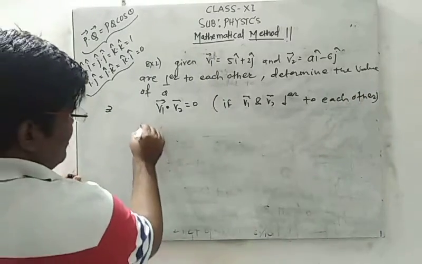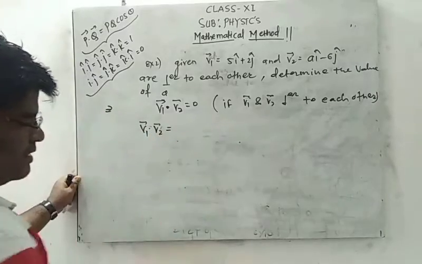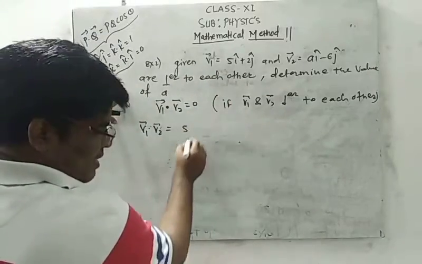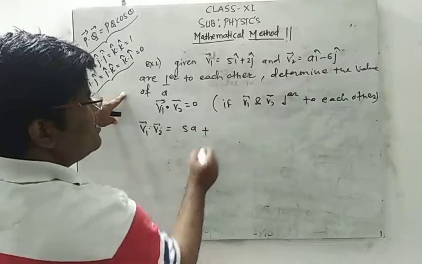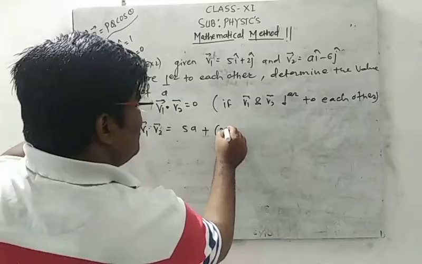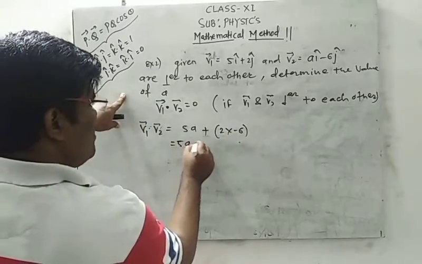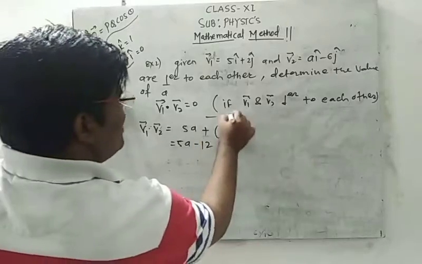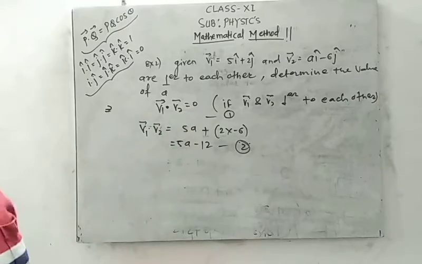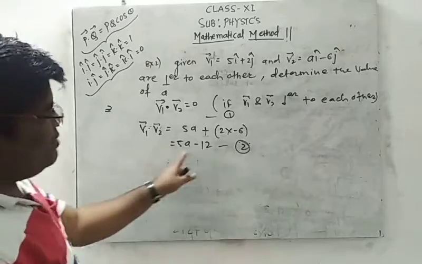Right? And therefore, if we do b1 bar dot b2 bar, it is equal to 5 multiplied by a, that is 5a, plus 2 multiplied by minus 6, that is minus 12, so 5a minus 12, right? This is equation number 2, and the first is equation number 1. So b1 bar dot b2 bar is equal to 0, and second, b1 bar dot b2 bar is equal to 5a minus 12.